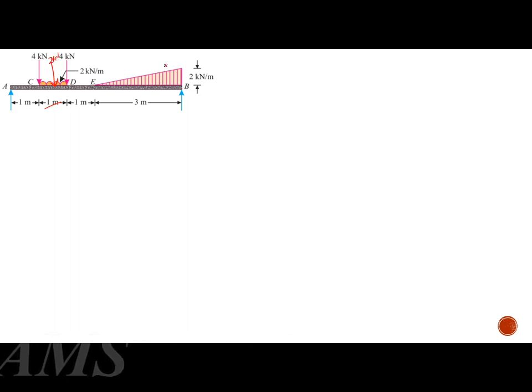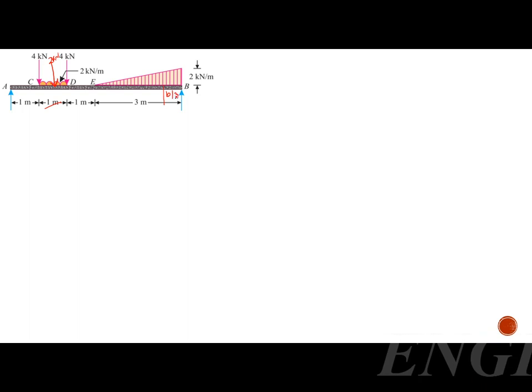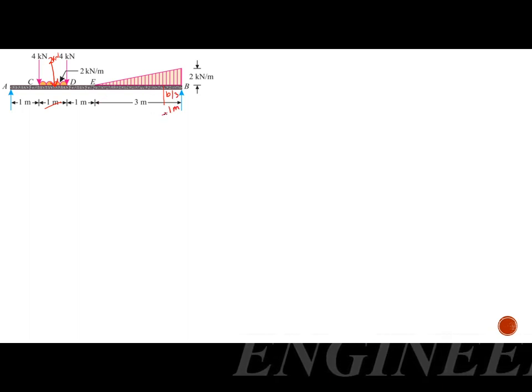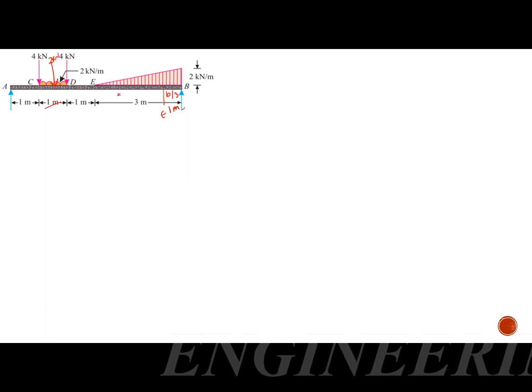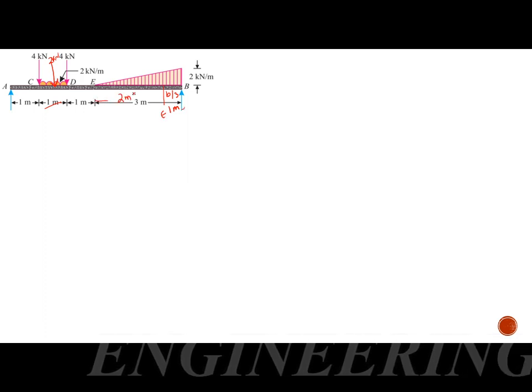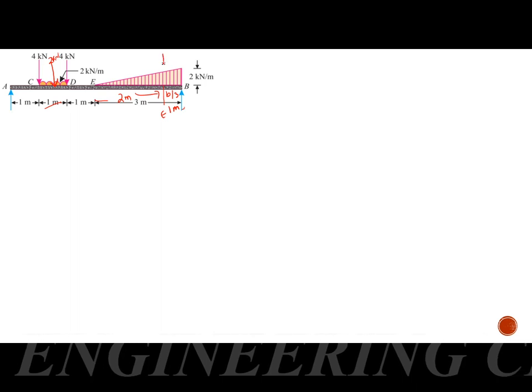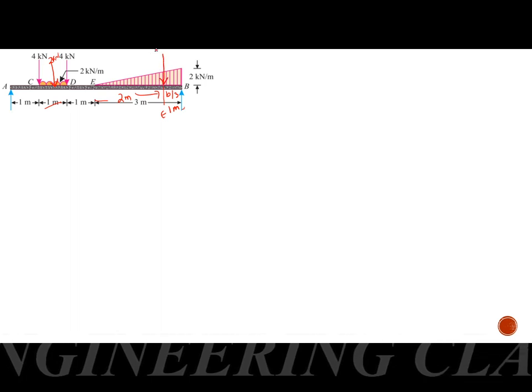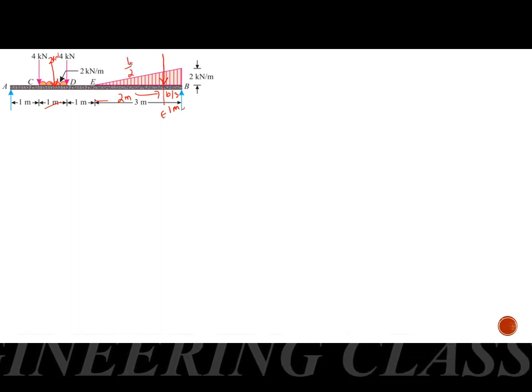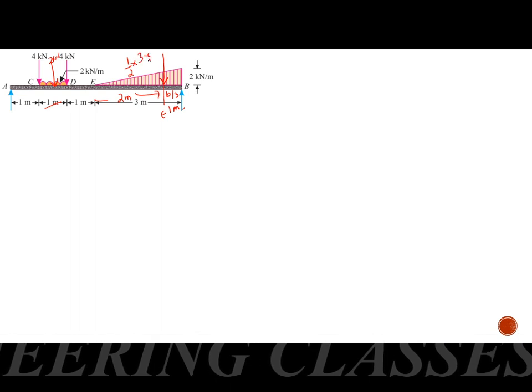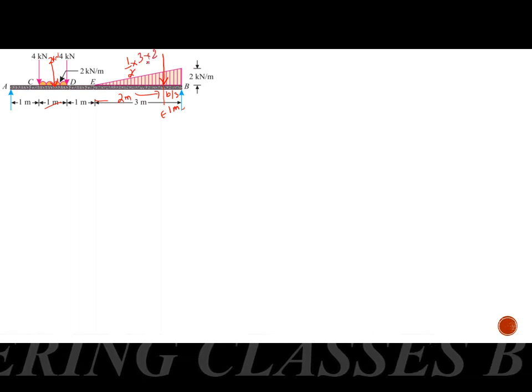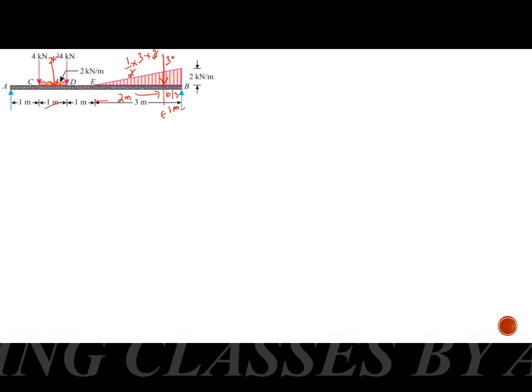Next, the uniformly varying load. It will be acting at a distance of b by 3 from the base. The base equals 3, so it will be acting at a distance 1 meter from here and 2 meter from here. We will replace it with a point load. Its value is given by half BH, half base equal to 3, height equal to 2. So the 2 cancels, and its value is equal to 3 kilonewton.